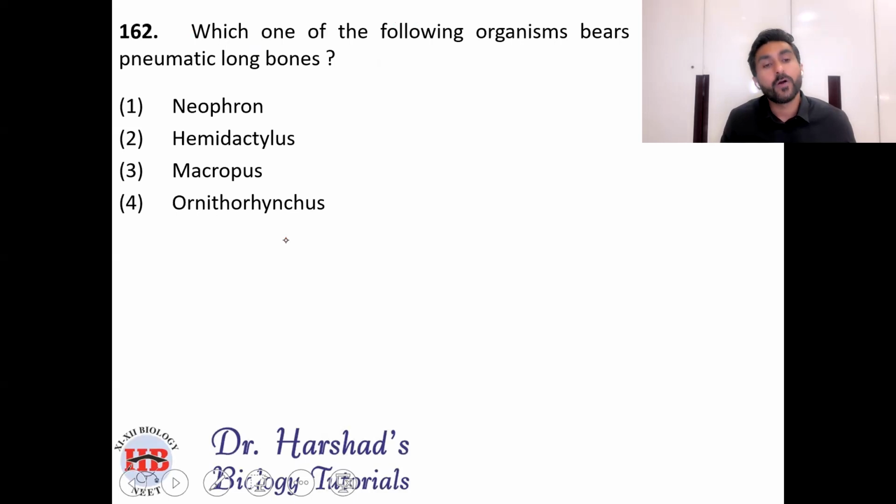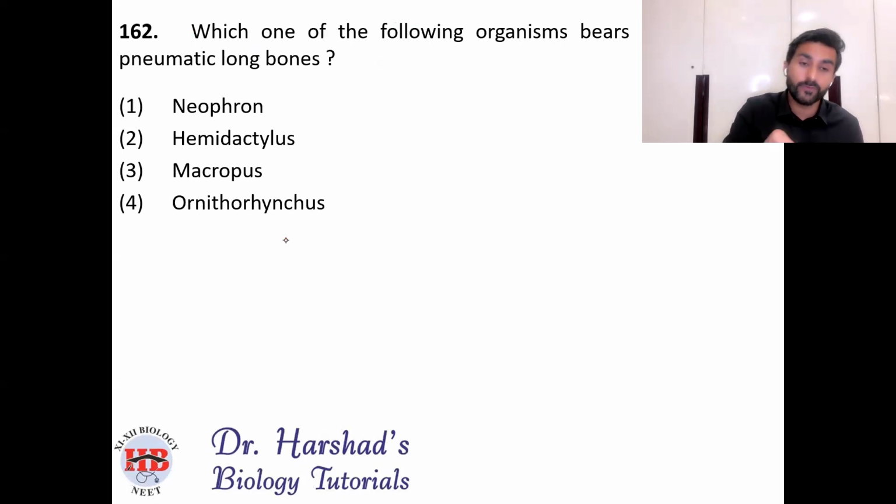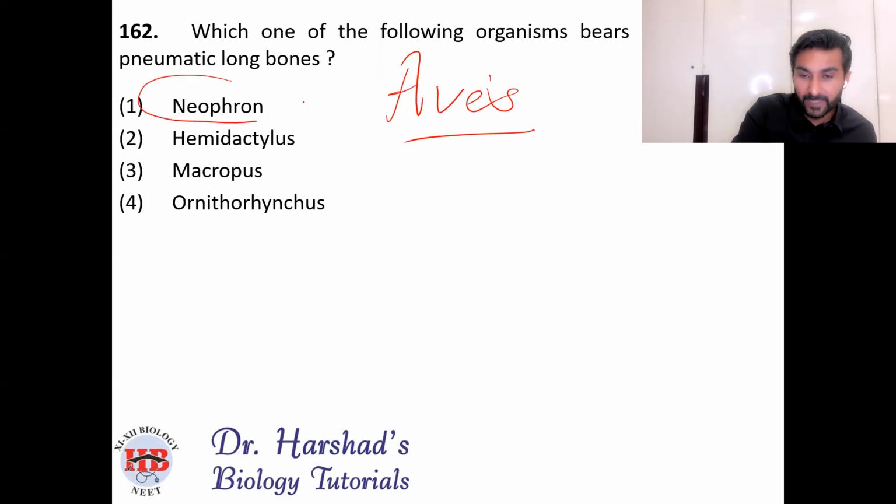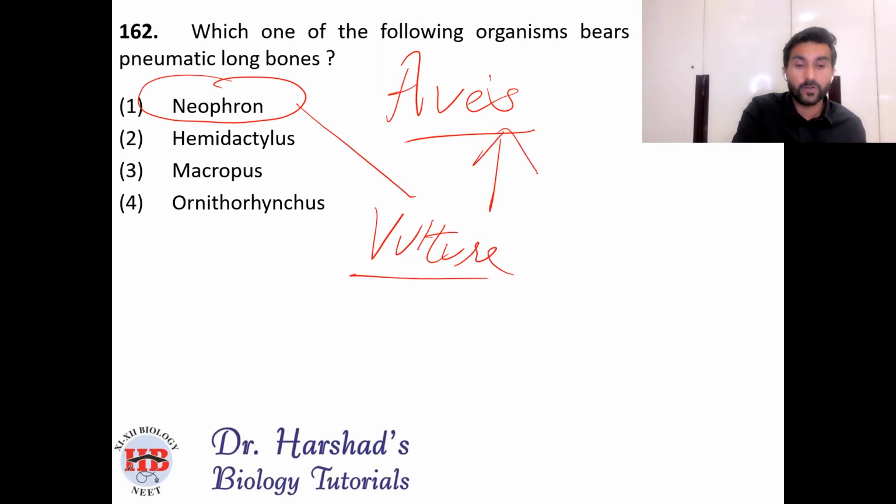Which of the following organisms bear hollow and pneumatic long bones? Hollow and pneumatic long bones, if you remember, are found in the class Aves. And out of these options, the option which is there under A is Neophron. If you remember, this is the name for vulture. Vulture belongs to Aves, and that's why it will have hollow bones. So our answer would be option number 1.